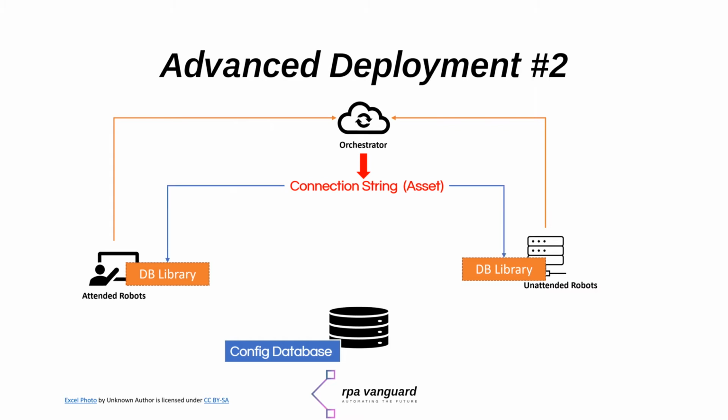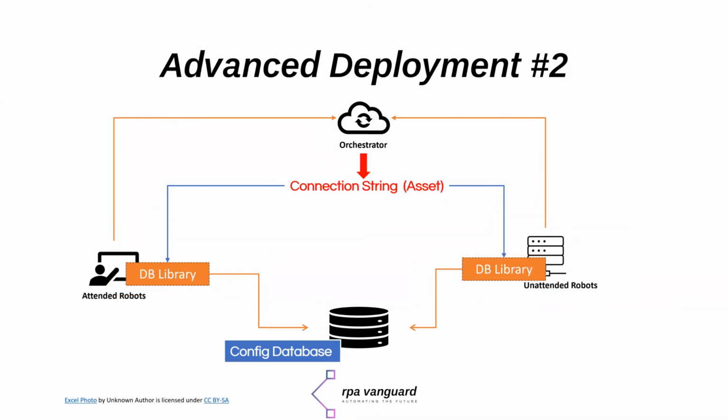Once the connection string is acquired, all automations connect to the central configuration database using this fully qualified connection string to retrieve their application settings. Note that the right type of library required to establish the connection to the database is built into the automation by the RPA developer.